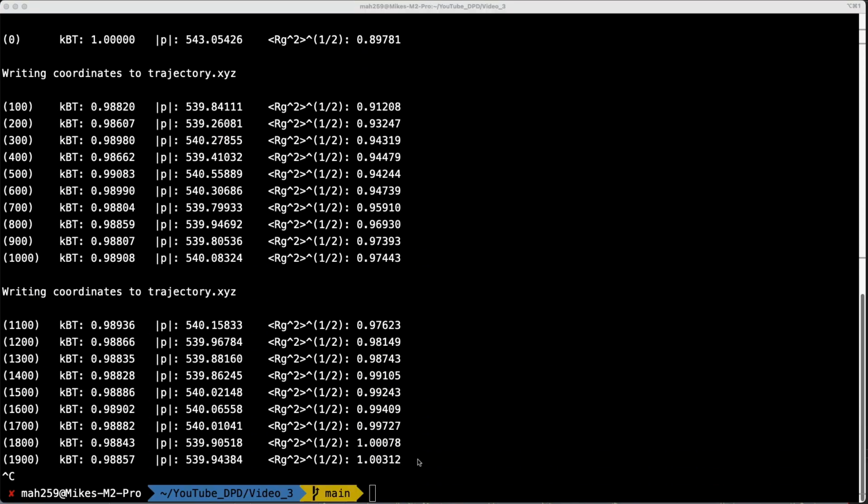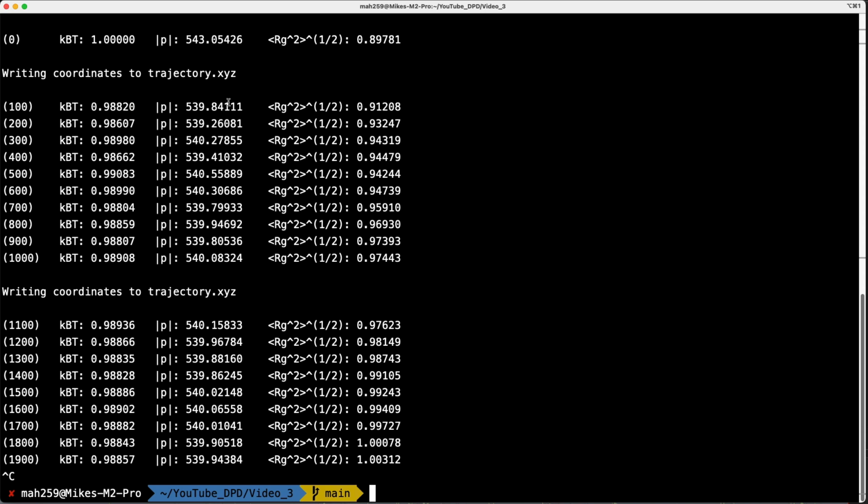So this is what our code output. And it's puzzling to me, because I've done this many times. And I noticed a couple things. First of all, this temperature here, this value of kBT, it should be 1, and we're getting 0.98. That's much lower than I expected. That's like over 1% error. And in my experience, that doesn't happen with DPD.